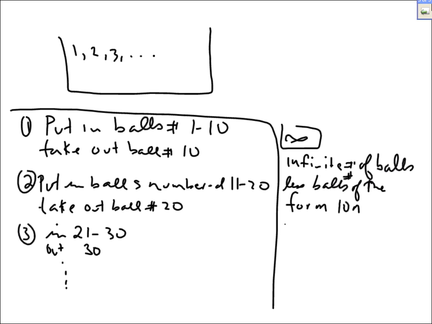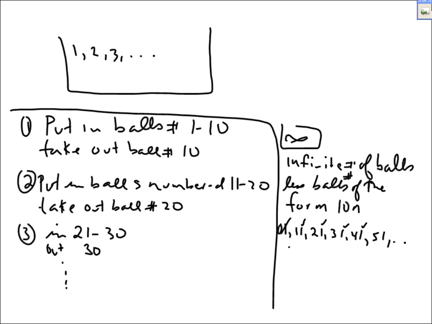For example, just 1, 11, 21, 31, ball number 41, ball number 51. That's an infinite number of balls. An argument will be, maybe we'll ignore the first one. Argument will be, well, yeah, okay, there's a 0 in front. The argument will be, ignore the first digit.